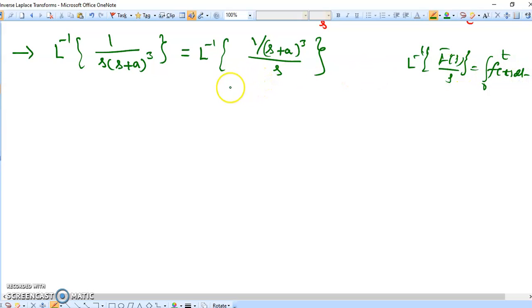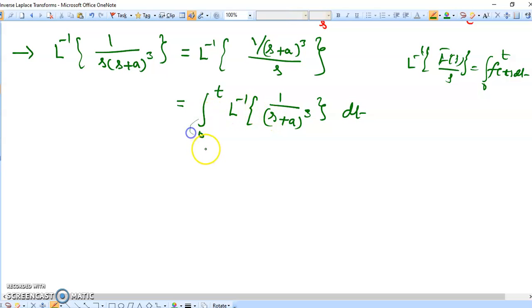So what is our f of t? F of t is the inverse Laplace transform of f bar of s. So this can be rewritten as integral 0 to t of L inverse of f bar of s. In our problem, f bar of s is 1 by s plus a whole cube, into dt. First we will calculate the inverse Laplace transform, and then that is to be integrated between the limits 0 to t.